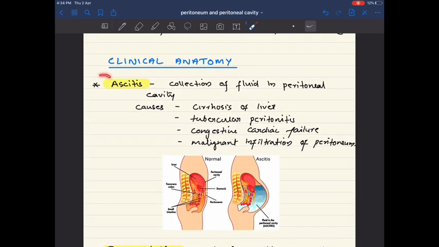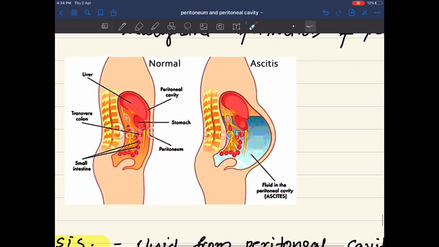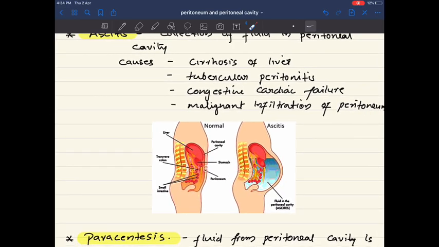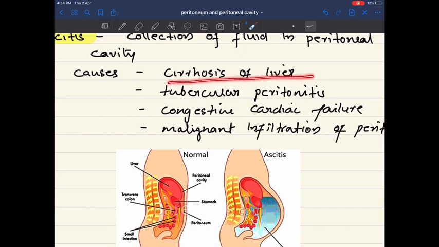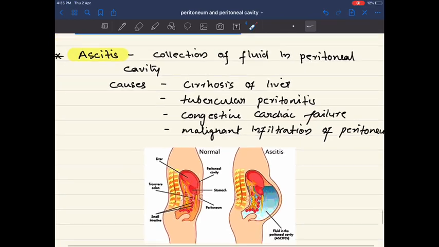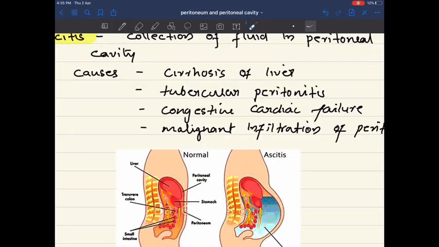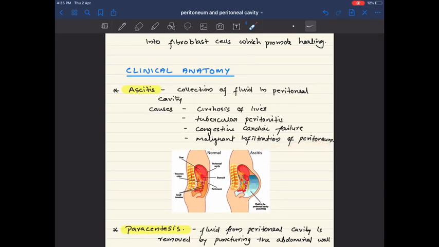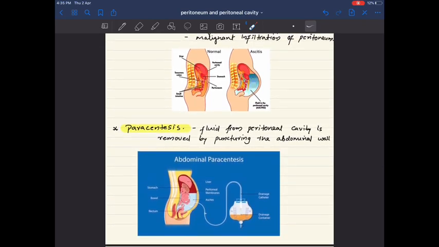What is ascites? Ascites is the collection of fluid in the peritoneal cavity. See this diagram. This is our normal abdomen. See, fluid is accumulated in the abdominal cavity. This is called ascites. So when does it occur? The major cause is liver cirrhosis, which usually occurs in alcoholics. Then TB peritonitis, which is tuberculous infection of the peritoneum, then congestive cardiac failure, then cancer affecting the peritoneum.